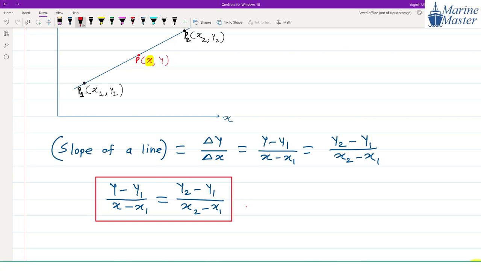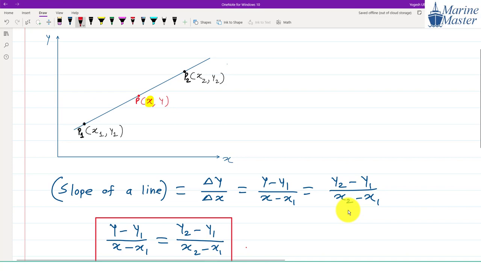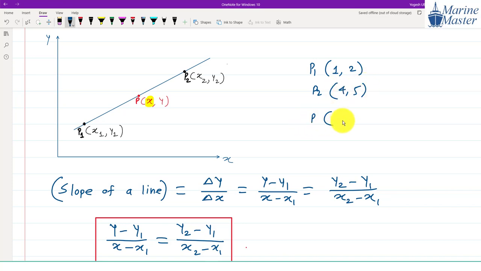Now, how to use interpolation? Just a simple discussion, guys. See this one. Suppose here we have X1, Y1, which means we have all the coordinates of point 1. Just imagine the coordinates of point P1 are 1, 2. Point P2 coordinates are 4, 5. And for the point P, we know only one coordinate, that is X, which is 2, and the Y coordinate is unknown to us.